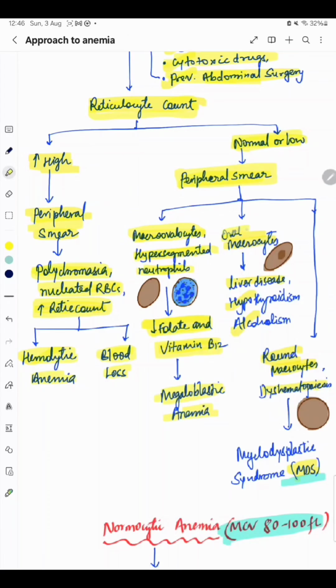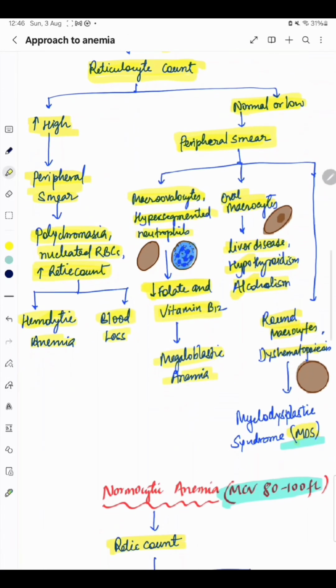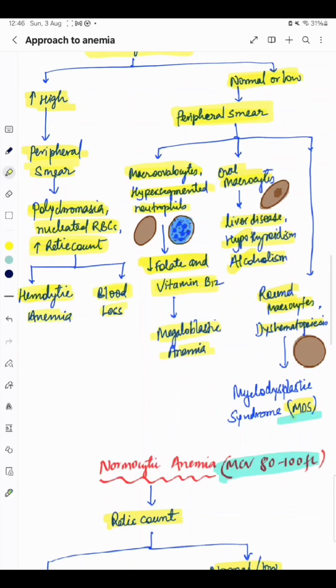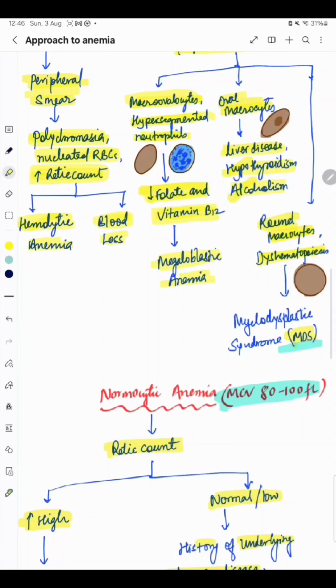If peripheral smear shows oval macrocytes, then this can be seen in liver disease, hypothyroidism, and alcoholism, that we can easily correlate with the clinical history. If the peripheral smear shows round macrocytes and dyshematopoiesis, then we should evaluate the person for myelodysplastic syndrome.